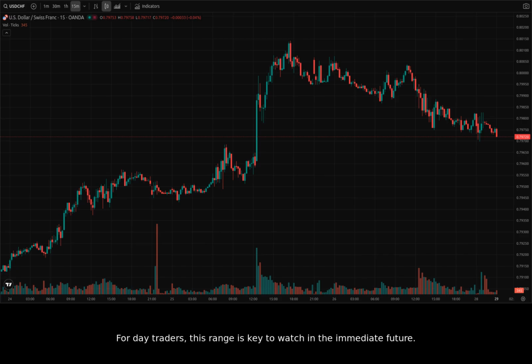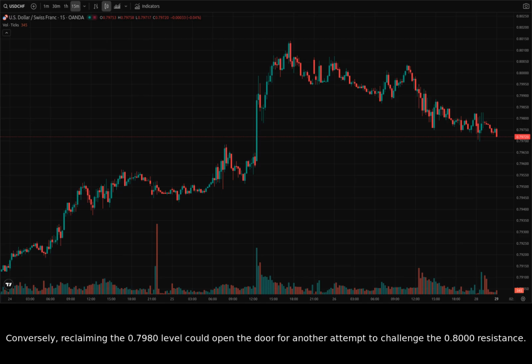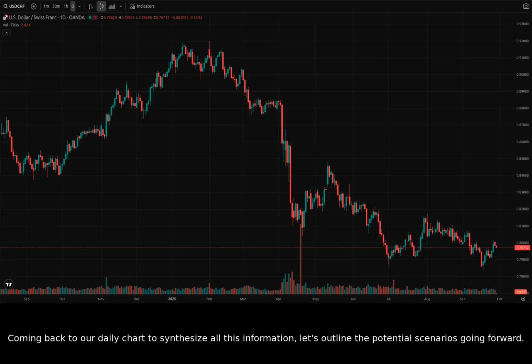For day traders, this range is key to watch in the immediate future. A sustained break below 0.7955 would likely signal a continuation of the bearish move from Friday. Conversely, reclaiming the 0.7980 level could open the door for another attempt to challenge the 0.8000 resistance. Coming back to our daily chart to synthesize all this information, let's outline the potential scenarios going forward.